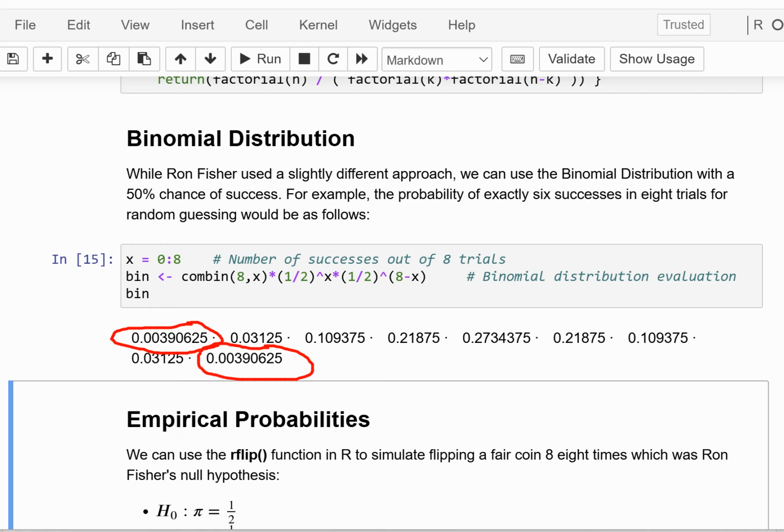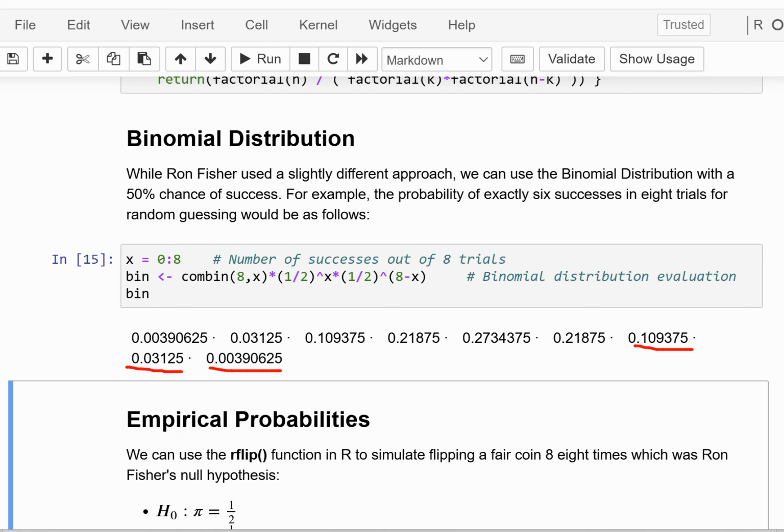Okay, which makes sense. This is a symmetric distribution. Why? Because the probability of success is 50-50, right? So the probability of getting 1 success out of 8 is the same as getting 7 successes out of 8. Okay, but what do I want to do here? I want to just point out that we've got all these values.